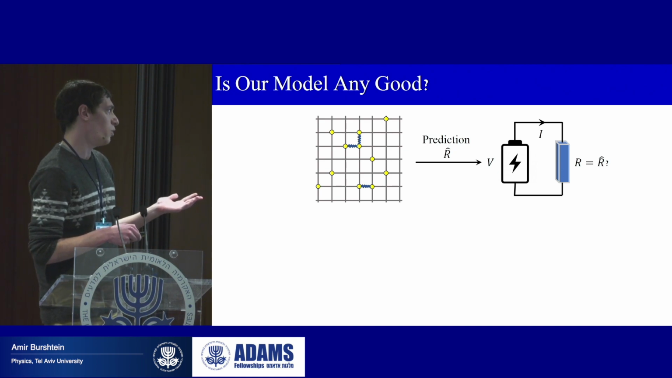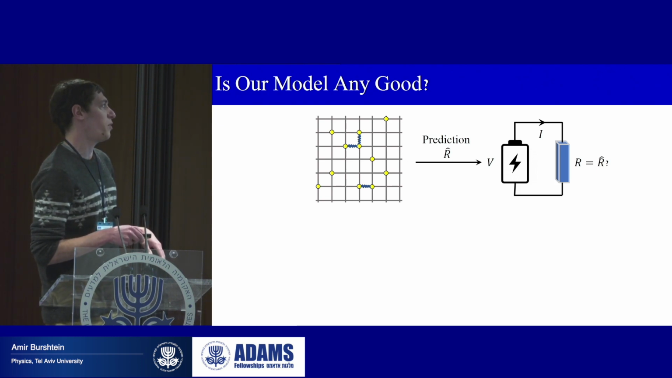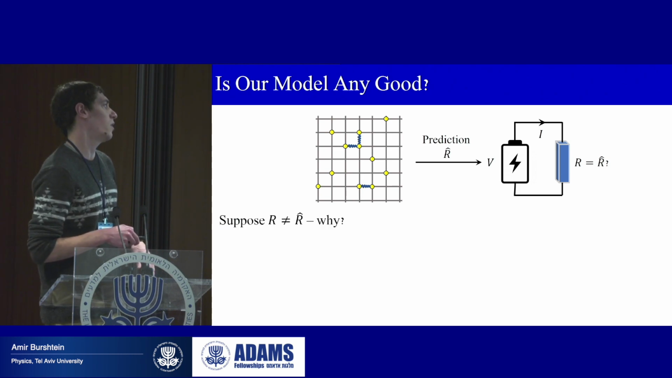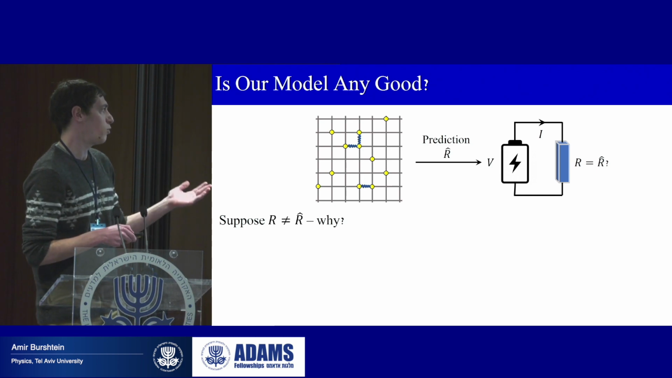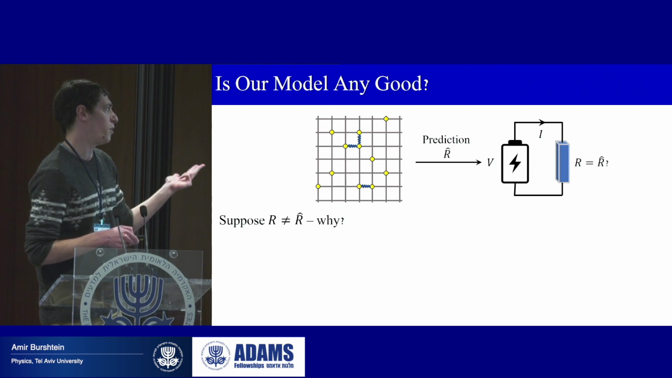So okay, we have our model, and we want to understand if it is any good. What we can do is get a prediction from a model, we somehow solve this model, we get a prediction, and then we go to the lab and ask whether the prediction is equal to the measurement. Let's say this is not the case. Let's say we measured something that does not agree with our prediction. So what could be the reason? I'll give you three possibilities.